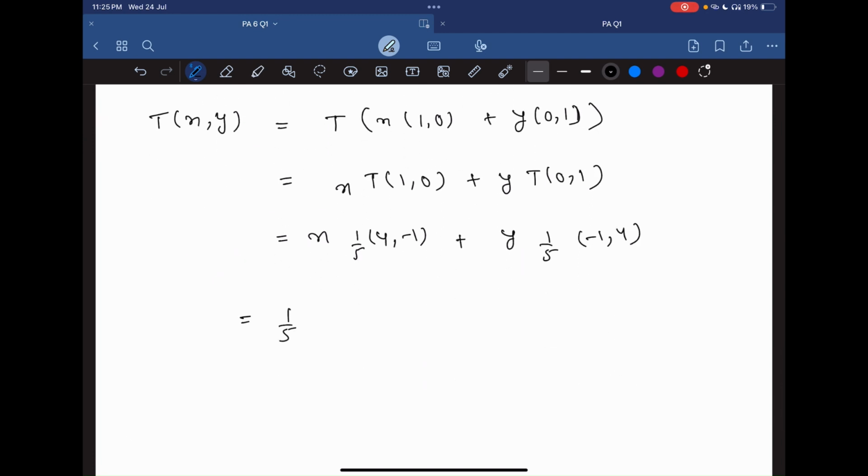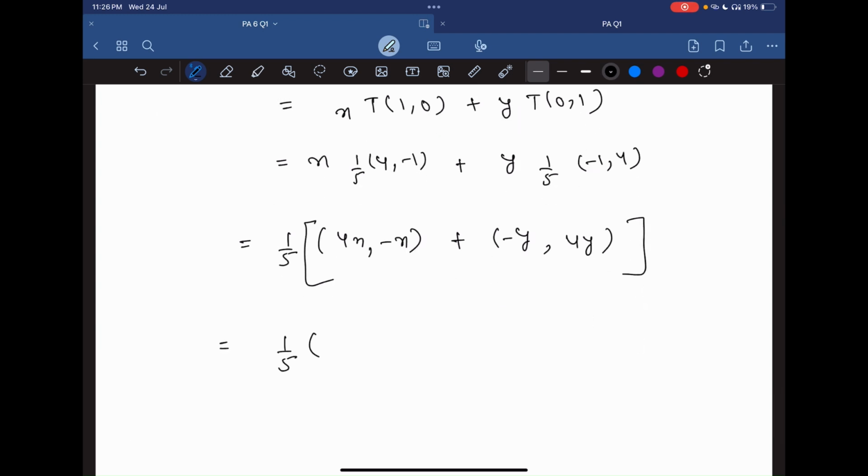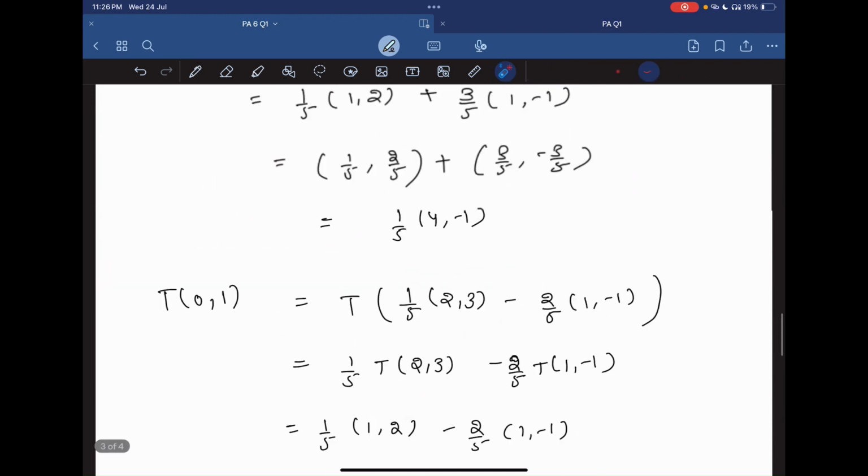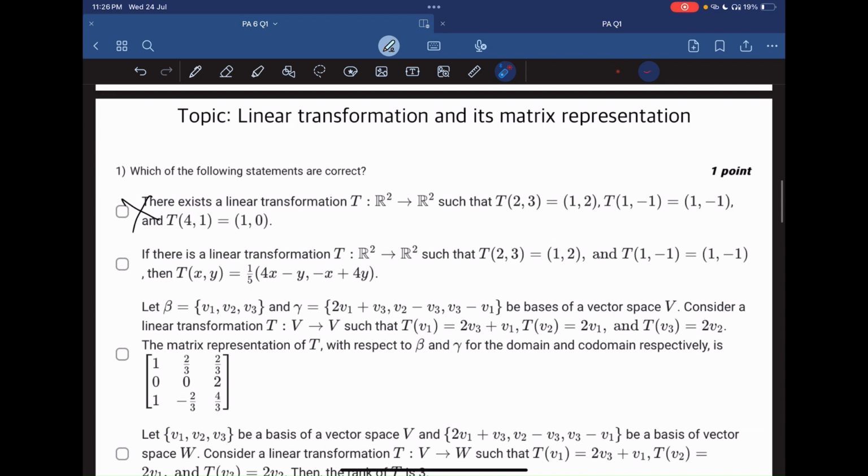So taking minus 1 by 5 common, 4x minus y comma, plus minus y, sorry, 4x minus x here, minus y comma 4y, and this would become 1 by 5 (4x minus y, comma, minus x plus 4y), and that's exactly what is given there in the option.